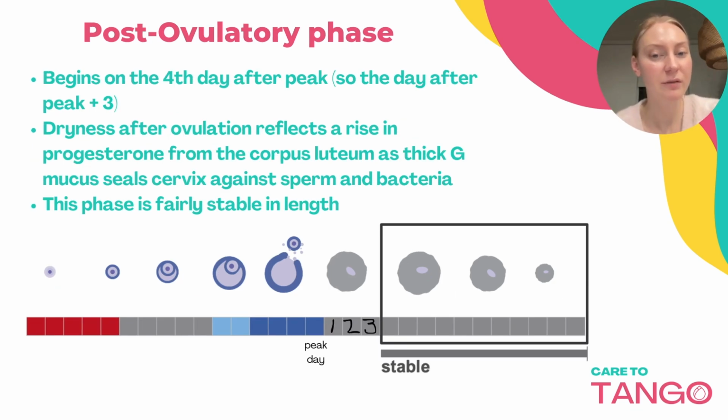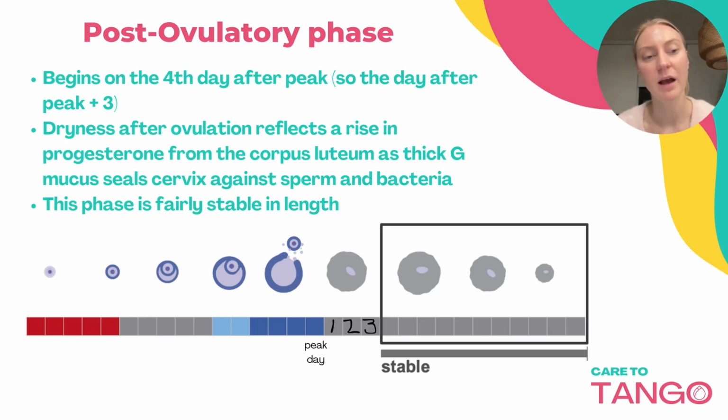The post-ovulatory phase is going to begin on the 4th day after peak day, so the day after peak plus 3. So dryness after ovulation reflects a rise in progesterone from the corpus luteum as that thick G mucus seals the cervix against sperm and bacteria. Now, this phase is fairly stable in length. Usually, a luteal phase is between 12 and 14 days.